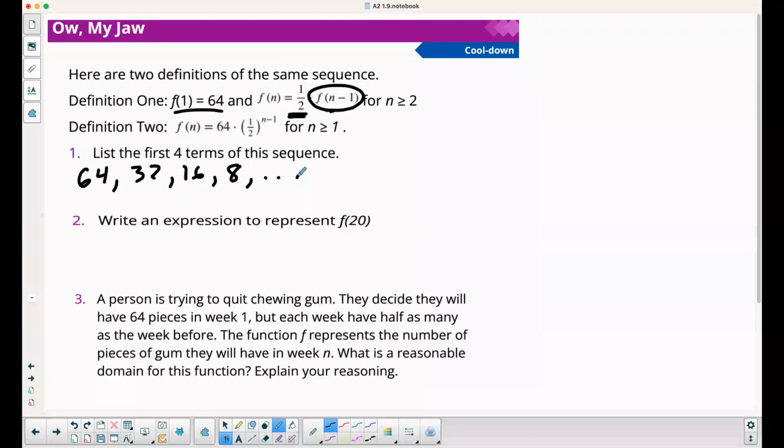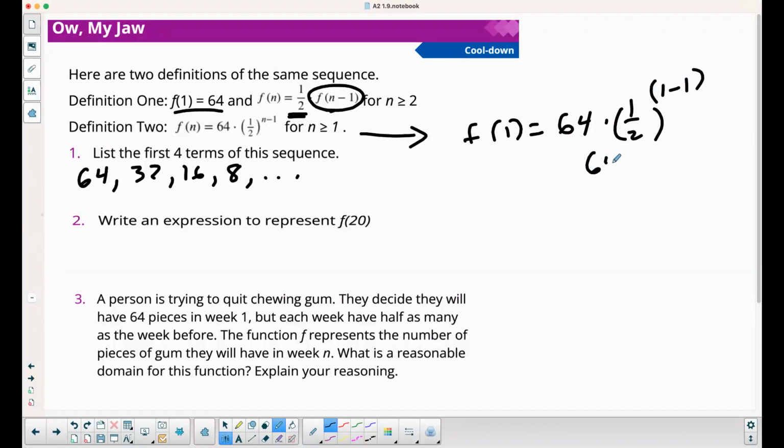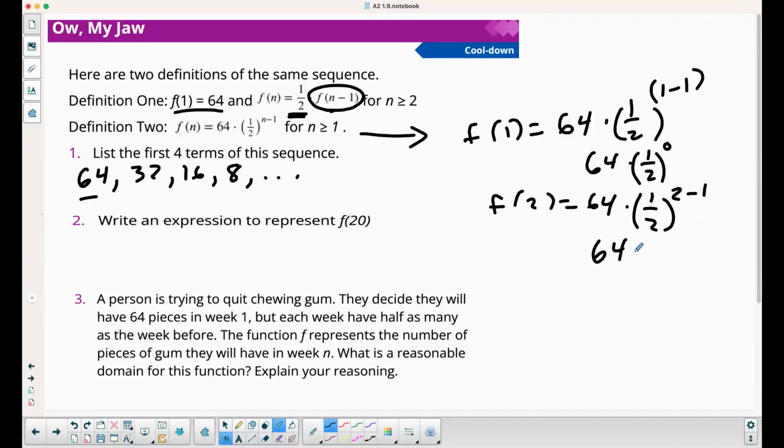If I wanted to use the explicit, okay, I could say, oh, well, f of 1 equals 64 times 1/2 to the 1 minus 1. And when you plug this in on your calculator, make sure you put that exponent in parentheses, or you just mentally do the math. But it's going to be 64 times 1/2 to the 0. Anything to 0 is 1. That's how I get the 64. Okay. And then I could plug it in again. I could find f of 2. I could do 64 times 1/2 to the 2 minus 1, which ends up just being 64 times 1/2, which gives me the 32. You can plug them all in.